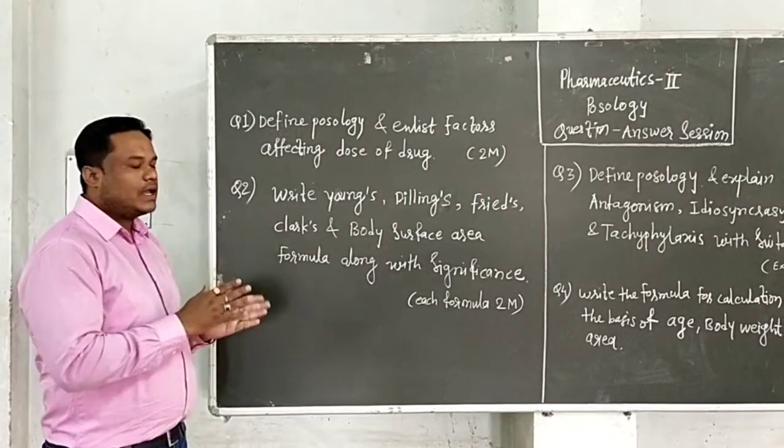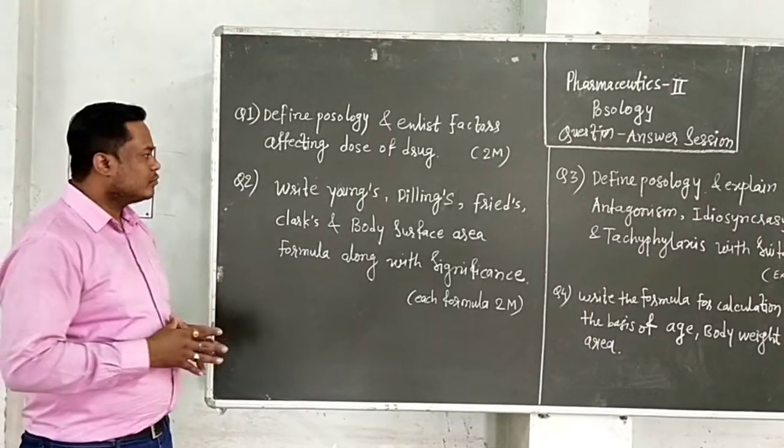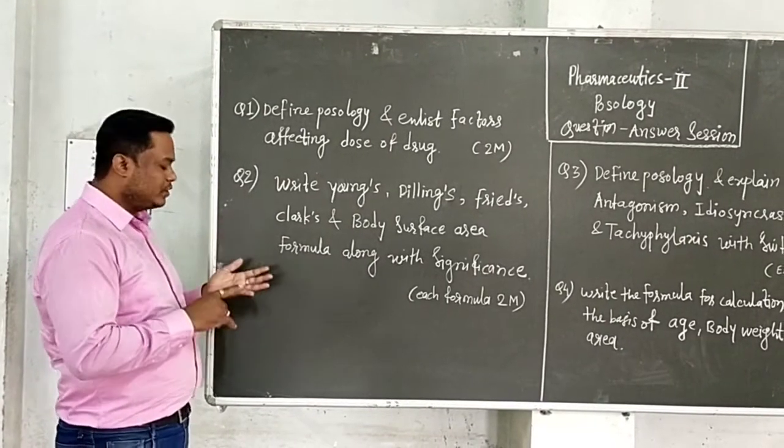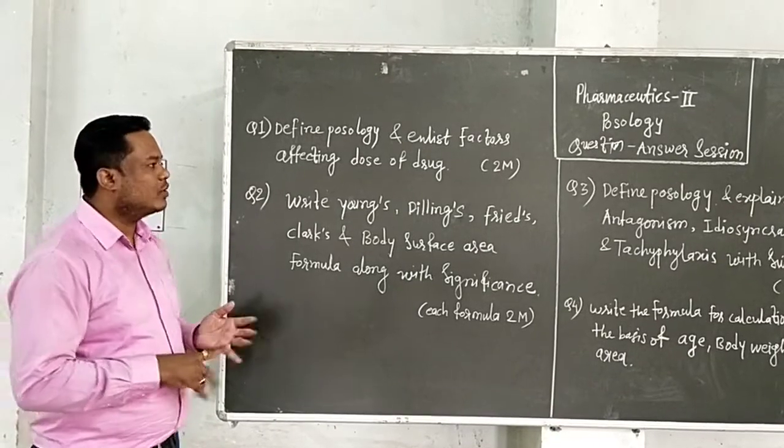So in this question, each formula is asked for 2 marks: 1 mark for the formula and 1 mark for its significance. So these are the formulas calculated according to age group, according to body weight, and according to body surface area.